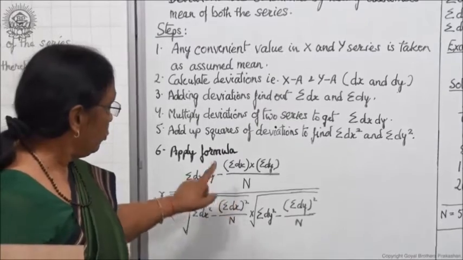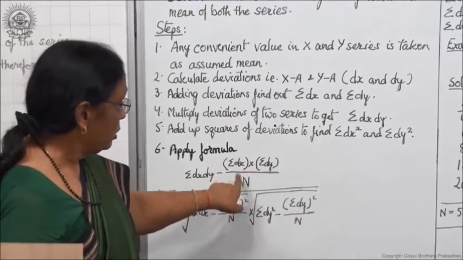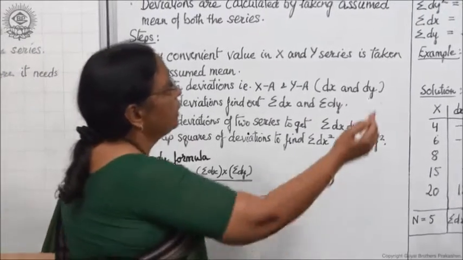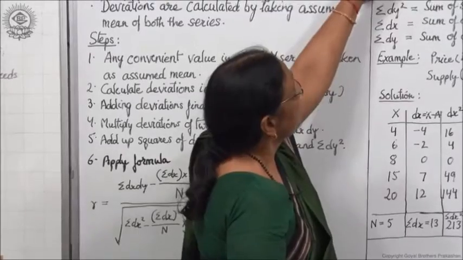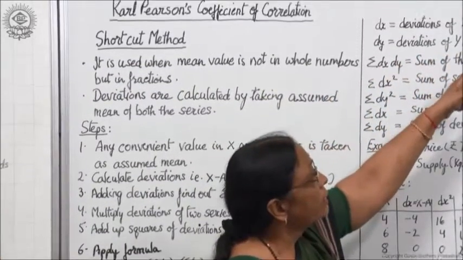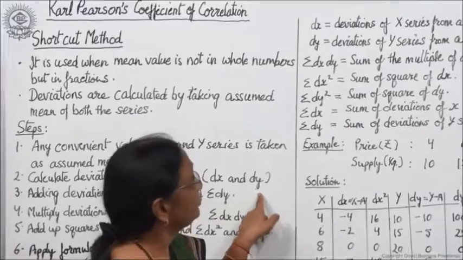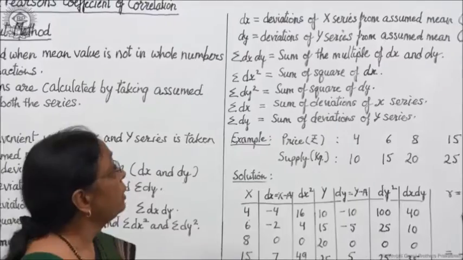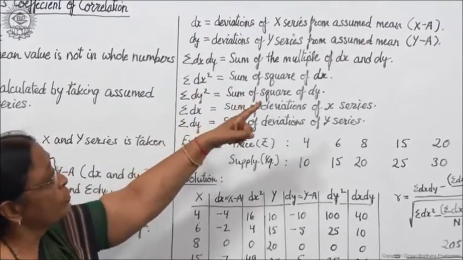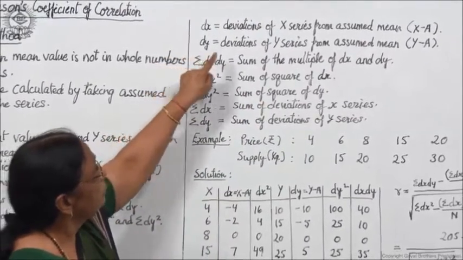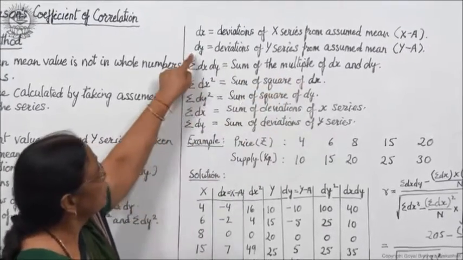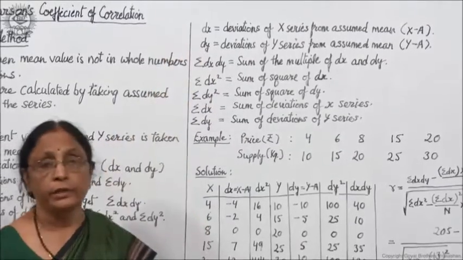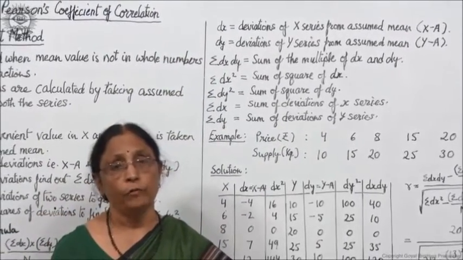Now let us see what the abbreviations you have used here mean. See here, dx, these are the deviations of x series from assumed mean, as I told you here. So x minus a is dx, a is the assumed mean, deviations of x series from assumed mean is x minus a, deviations of y series from assumed mean is dy, that is y minus a. So dx and dy are the deviations from assumed mean of x and y series.